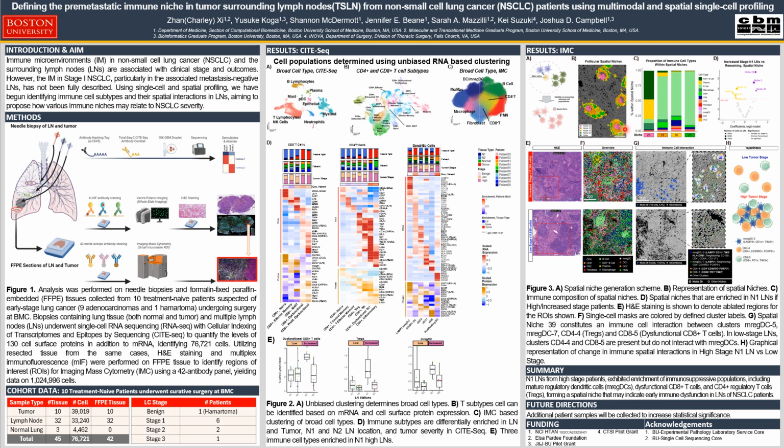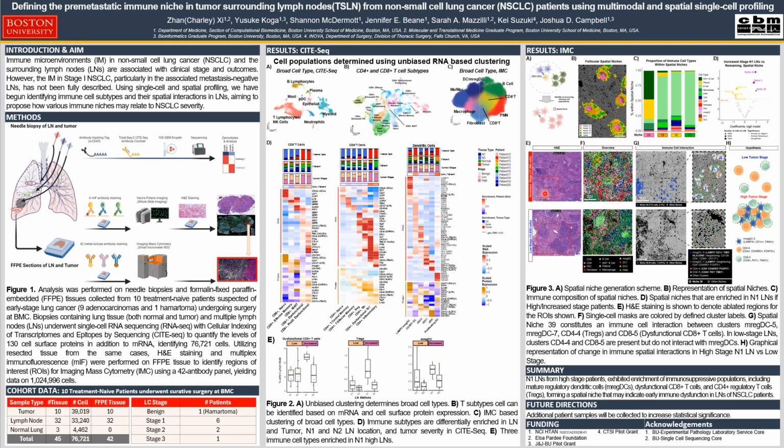And then after we've successfully identified these immune niches, we want to see which immune niches are enriched in the high stage or increased stage N1 lymph nodes. And we've identified three immune niches that are more enriched in the N1 lymph nodes compared to the other lymph nodes. And these in the yellow here, which we're not going to mention too much, are going to be less enriched in the increased stages.